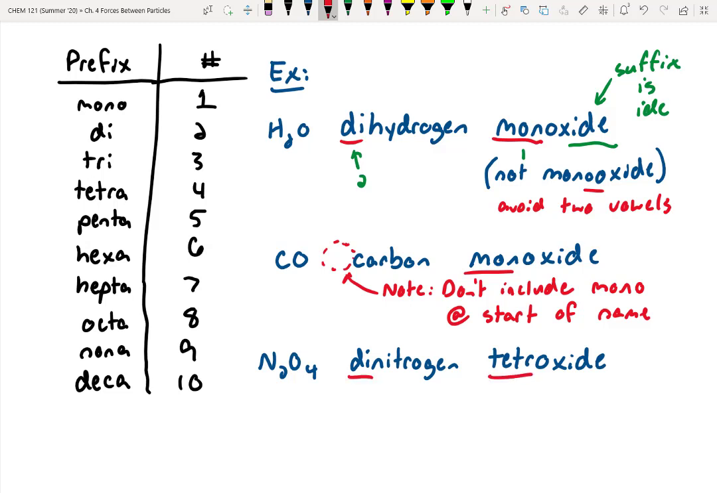All right, let's do one more. Let's do PF5. So we've got phosphorus. We only have one of them, but we're not going to include mono because that would go at the start of the name. So I just say phosphorus.